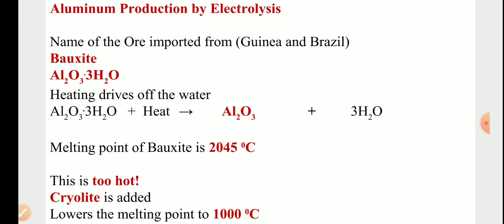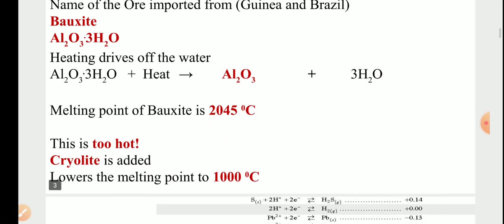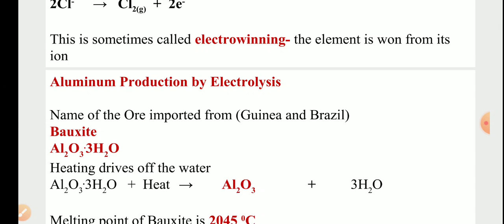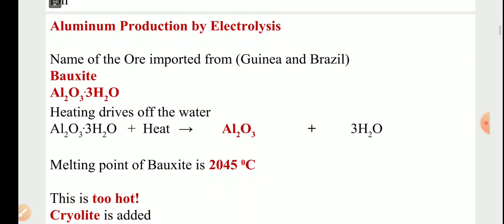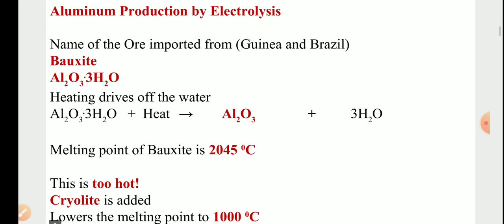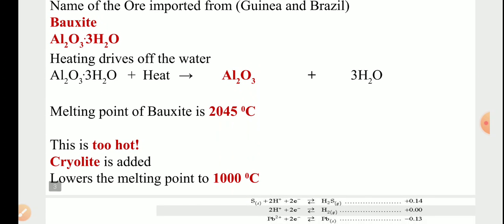So if we perform electrolysis in molten alumina, then yes, it is possible to get aluminium at the cathode. But student, we have to use the molten alumina only, and there will be no presence of water, because the melting point of the oxide is 2045 degrees centigrade.